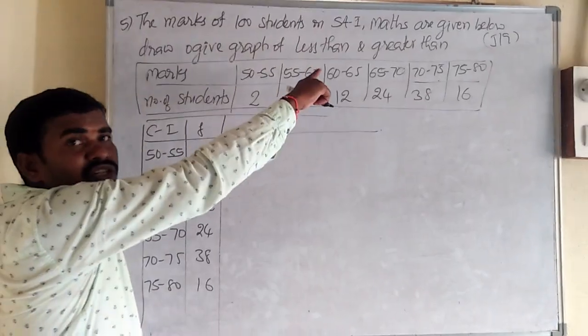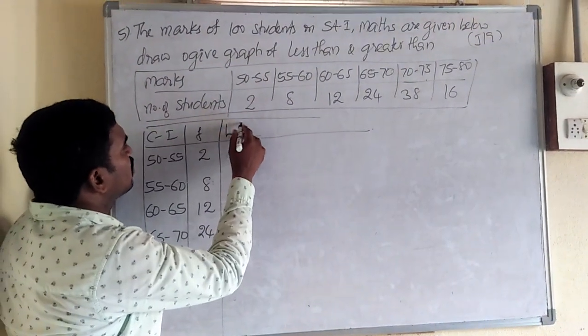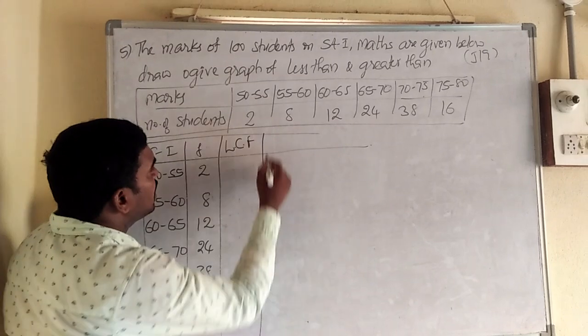Okay, it is asking two questions. One is less than, one is greater than. So first I am taking less than cumulative frequency and points.